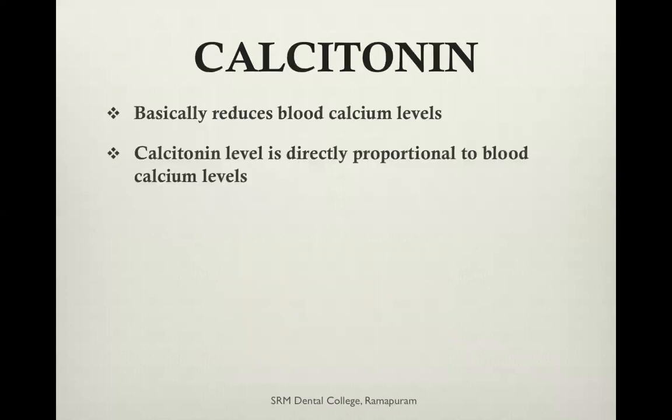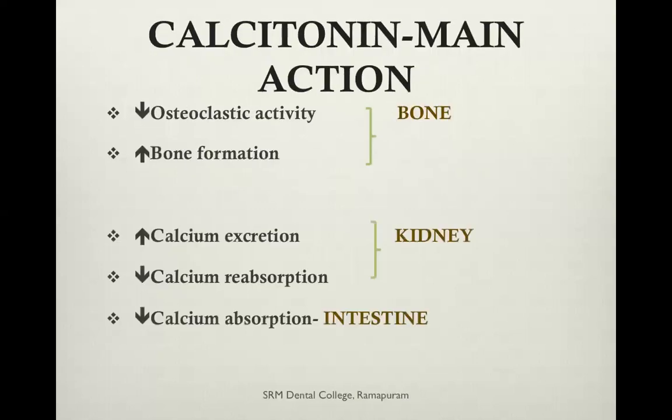Now coming to the third important factor in the regulation of calcium, which is calcitonin. So its action is completely opposite to that of parathyroid hormone. Calcitonin basically reduces the blood calcium level. So calcitonin level is directly proportional to the blood calcium levels. When one increases, the other also increases.